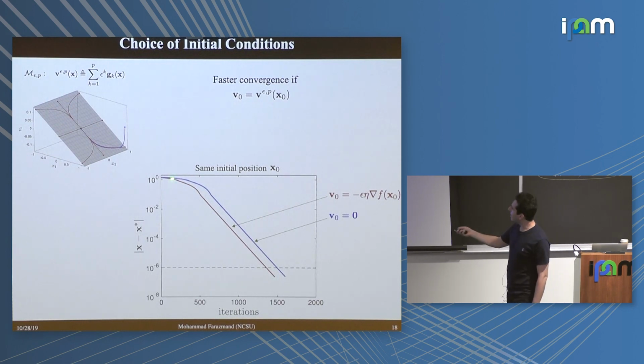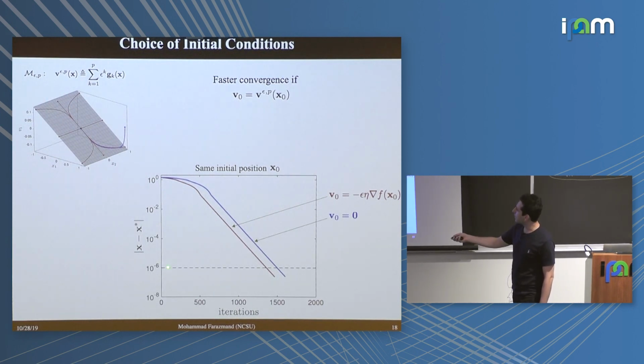And then when you look at the convergence, let's say you give it a threshold for convergence of 10 to the minus 6, it converges within a few hundred fewer iterations than the blue curve. So a judicious choice of the initial velocity saves you a few hundred iterations.